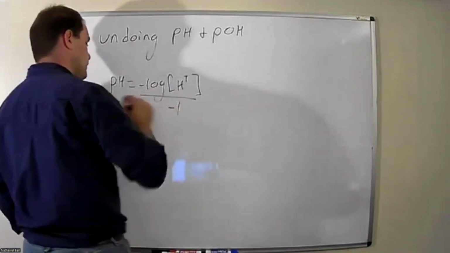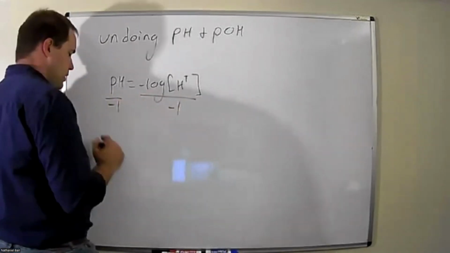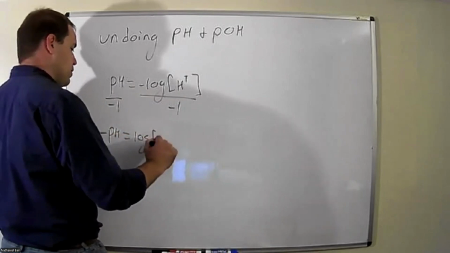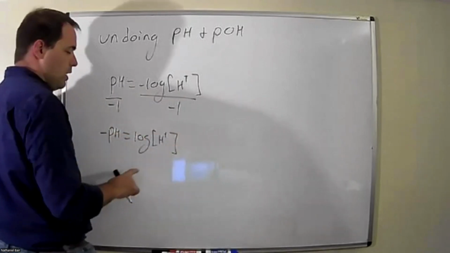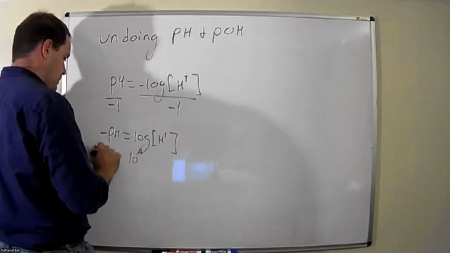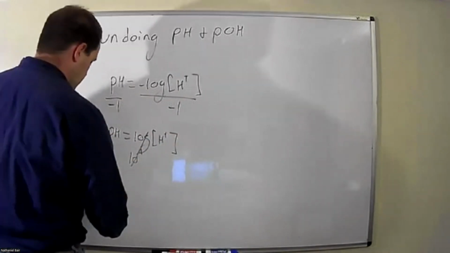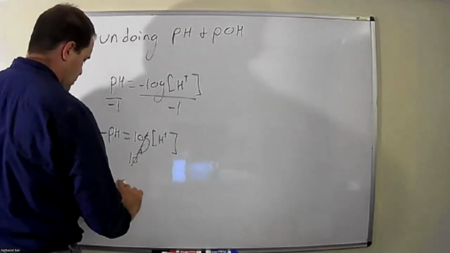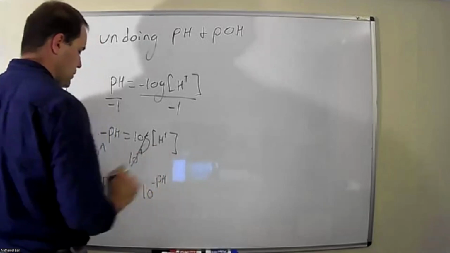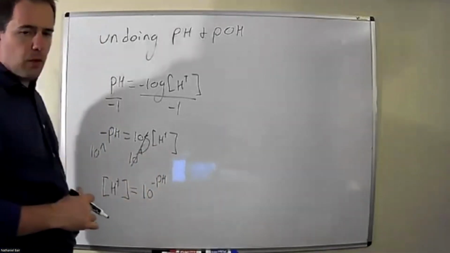Well, first thing, let's divide by -1. And we get negative pH equals log of the hydronium ion concentration. And then we have to undo log. So 10 to the on both sides. And what we end up with is the hydronium ion concentration of a solution is equal to 10 to the negative pH. Let's test it out.